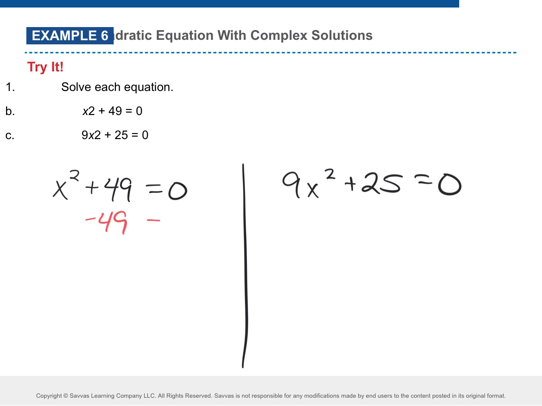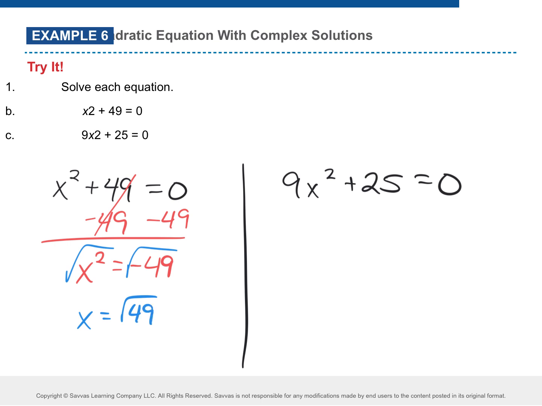We want to subtract 49 first. We want to get x all the way by itself. So I have x squared equals negative 49. Now what do I do? Take the square root of both sides. So what does that turn into? The square root of 49 times the square root of negative 1. What's the square root of 49? 7. What's the square root of negative 1? i. So x equals 7i.